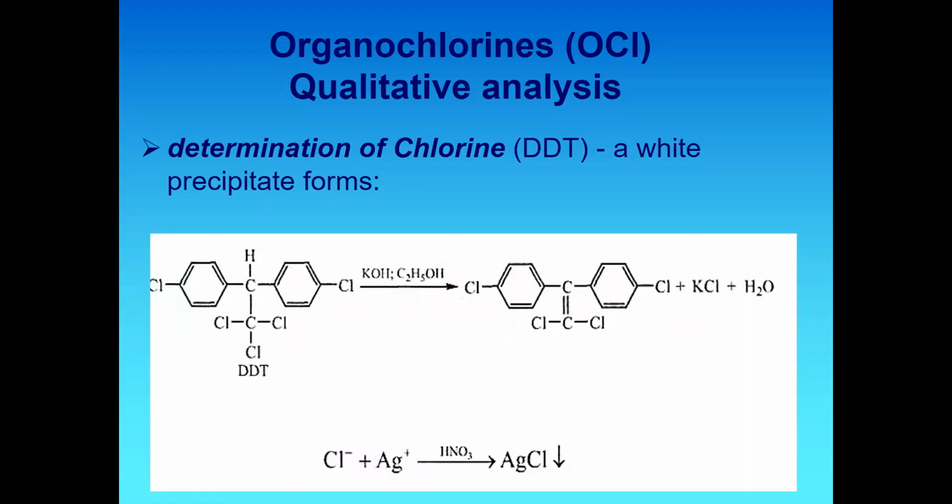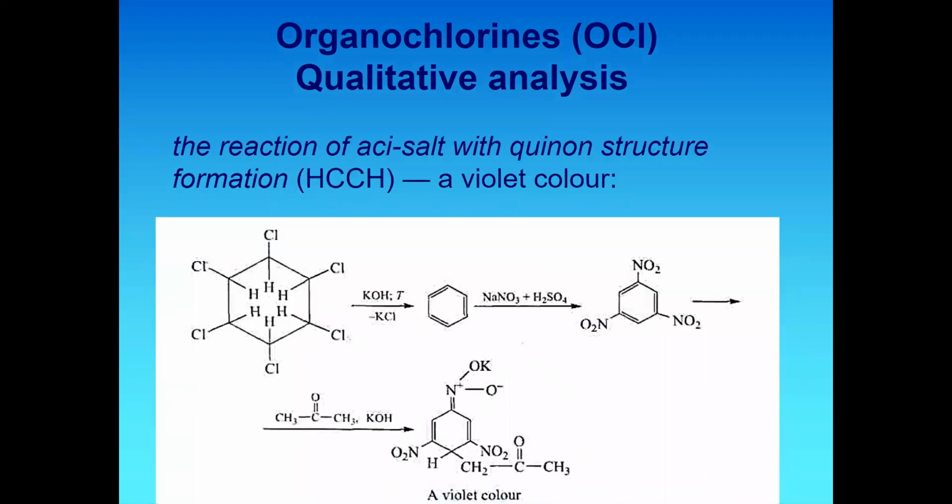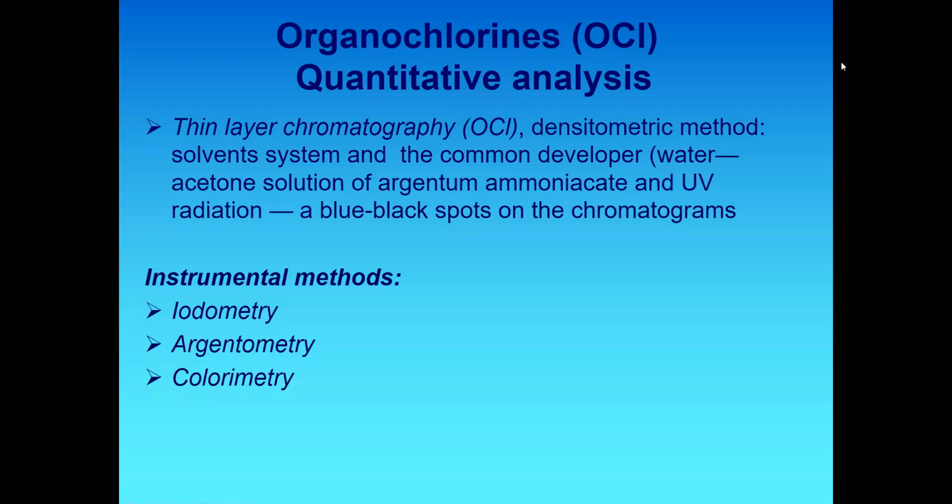Qualitative analysis. Determination of fluorine for DDT: a white precipitate forms. The reaction of acid salt with quinone structure formation. Reaction for HCCH: a violet color. Quantitative analysis: thin layer chromatography, instrumental methods, iodometry, argentometry, colorimetry.